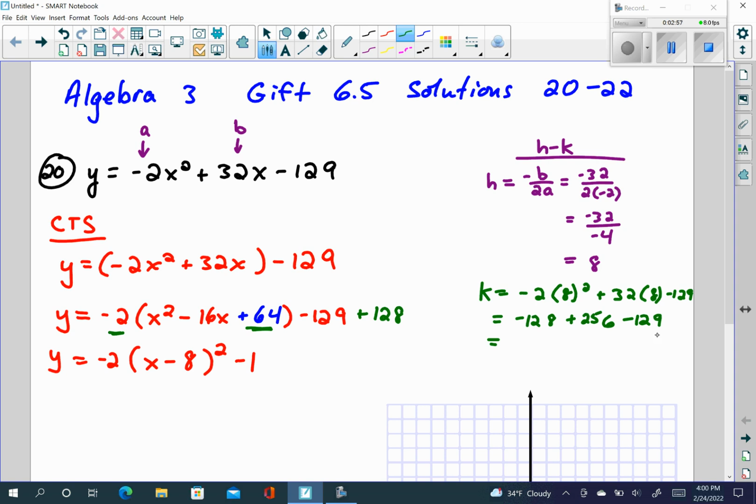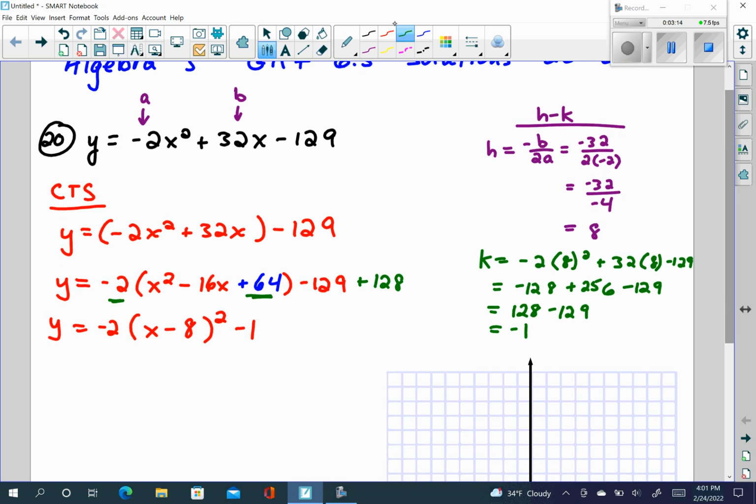Now we can combine the two numbers together, but one thing I will point out, if you double 128, you get 256. So 256 minus 128 is 128. And then 128 minus the 129, there is our -1. So these are in pieces. We need to put them back together to write vertex form.